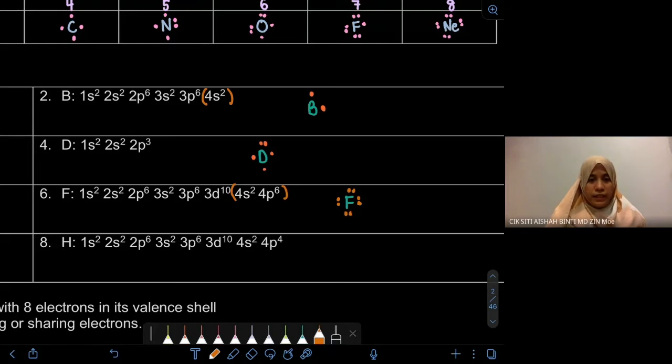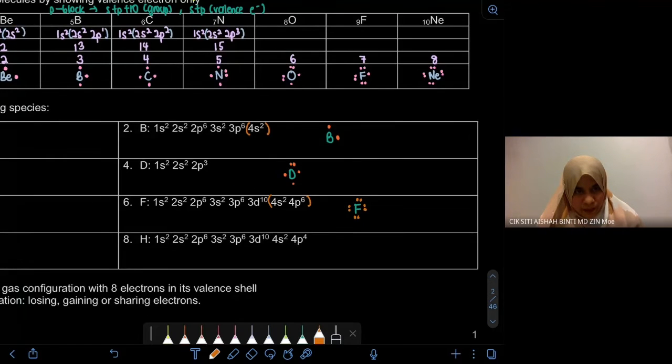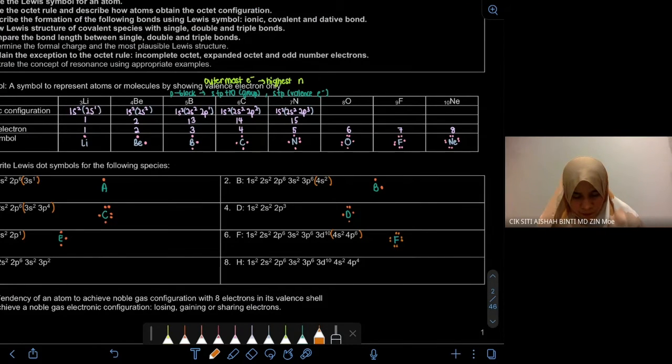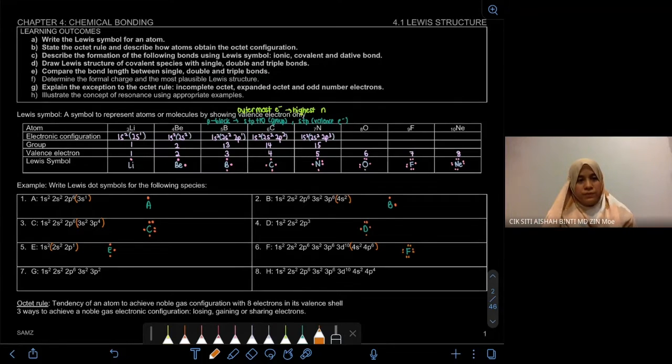Yang 7 dengan 8 ni, Miss rasa kamu pun macam senang je, Miss boleh buat sendiri. Okay, so yang ini pun sebenarnya 7 dengan 8 ni pun banyaknya sama dengan yang sebelum ni lah. So that is actually for our Lewis symbol lah. Simple sahaja. But it's very important nanti kita nak draw ionic bond, covalent bond, dative bond is actually based on our Lewis dot symbol ni lah.